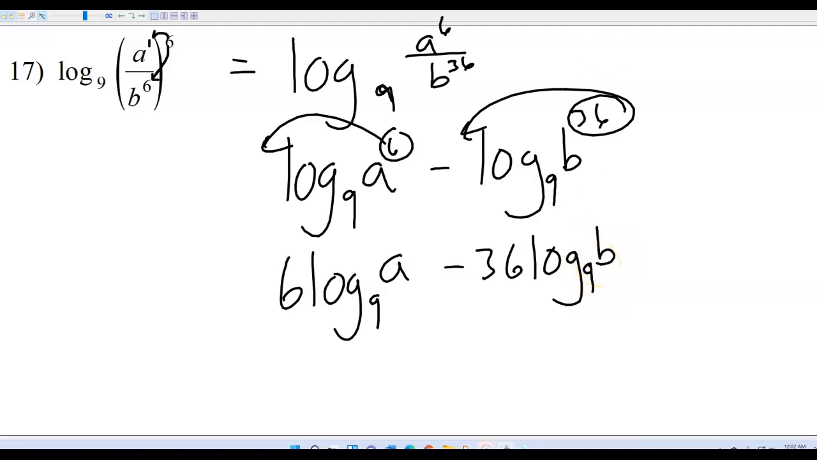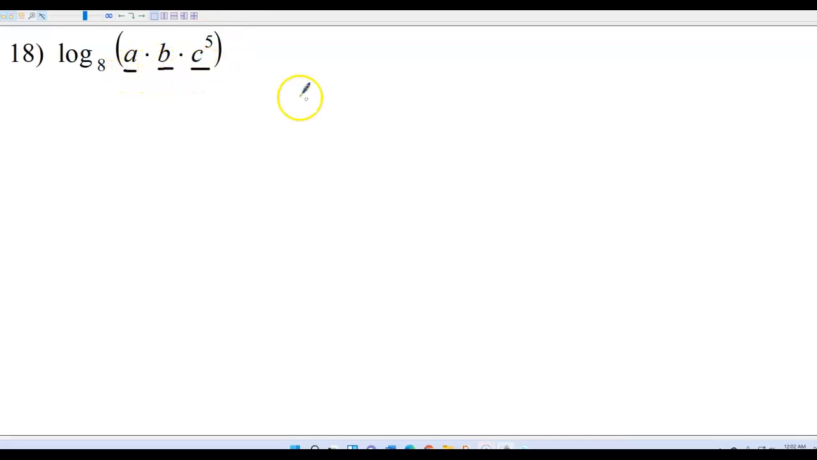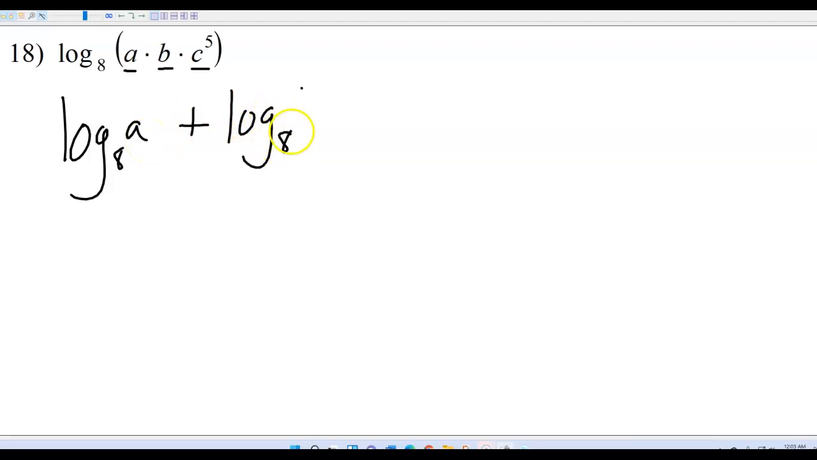Okay. Let's go ahead and take a look at another one. All right, now you'll notice this time we've got 3 letters, okay? Which means that these 3 letters are all being multiplied together. So each one of them is going to get their own log, according to property 1. We're going to have a log for the A, we're going to have a log for the B, and we're going to have a log for the C to the 5th, according to property 1. When you have arguments being multiplied together, you can rewrite those as separate logs being added.